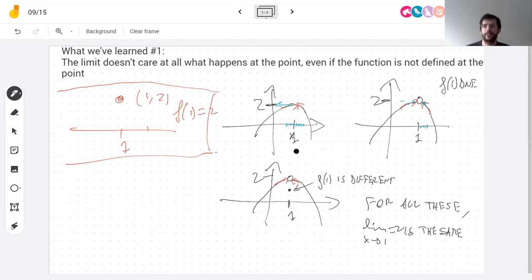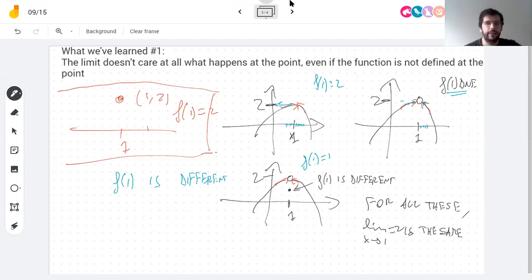The reason we do this is that if I wanted to talk about what happens exactly at 1, I already have a word for that. It's called f of 1. So I'm not going to invent a new word for f of 1. F of 1 is different for all three. Here f of 1 does not exist. Here f of 1 is 2, and it happens to be equal to the limit.